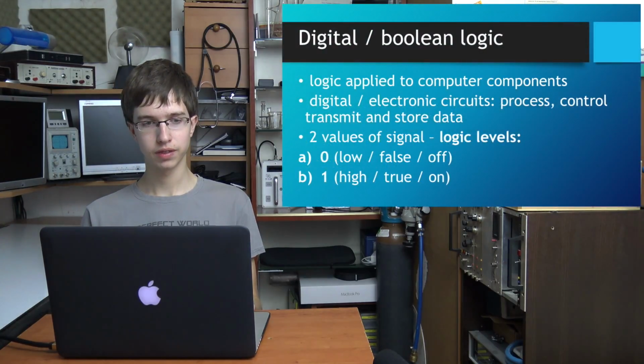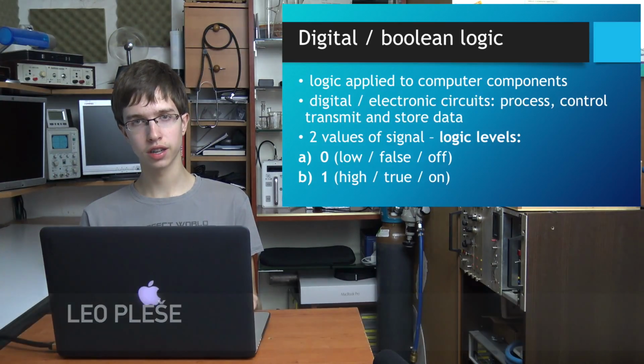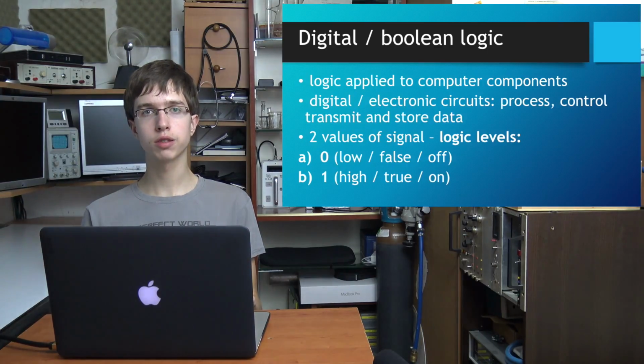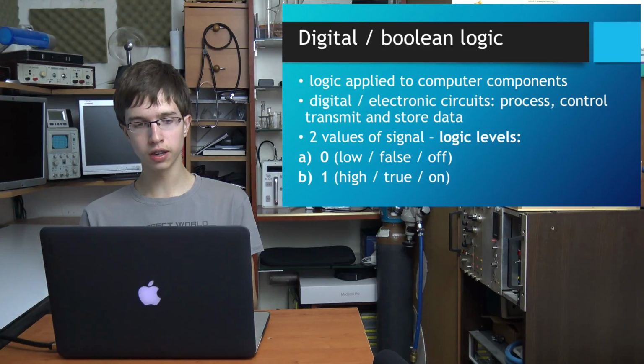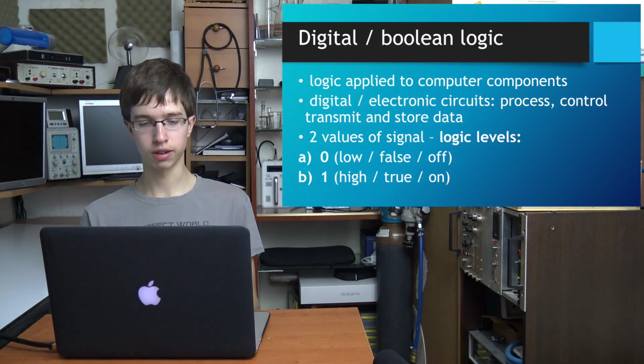Today we're going to talk about digital logic. Digital or Boolean logic is logic applied to computer components, which are digital electronic circuits which handle digital signals. They can process, control, transmit and store data. Each digital signal has one of two values, 0 or 1, called logic levels. 0 logic level is also called low, false or off logic level, and 1 is also called high, true or on logic level.